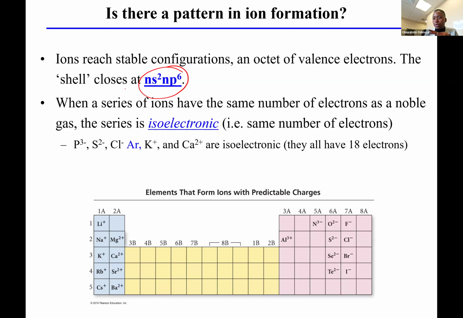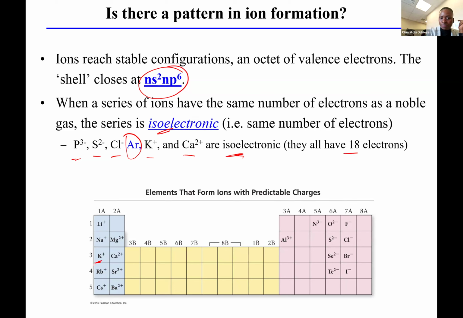And usually we're going to have things that we call isoelectronic elements. That's when you have elements that all form ions that look the same. So for example, phosphorus, the phosphide ion, sulfide, chloride, argon, potassium, calcium, these are all isoelectronic because they form ions other than argon. Argon is the noble gas, that's where they want to be. They either gain or lose electrons to form a full shell. Okay, so in total they're isoelectronic because they have the same number of electrons. They all have 18 electrons.